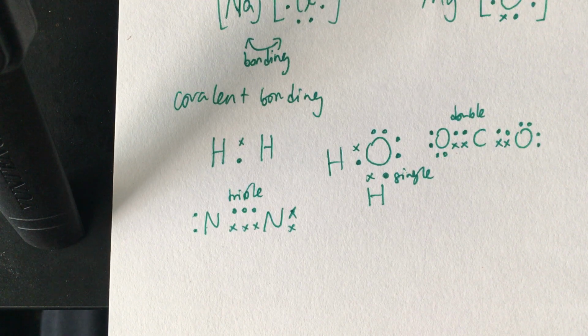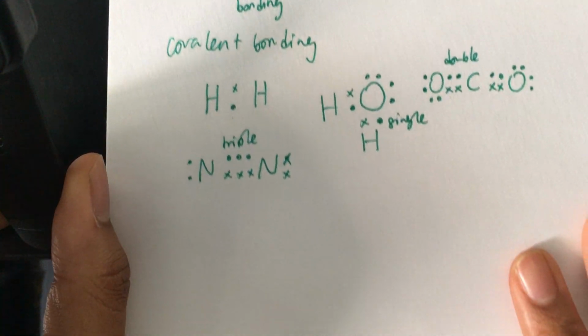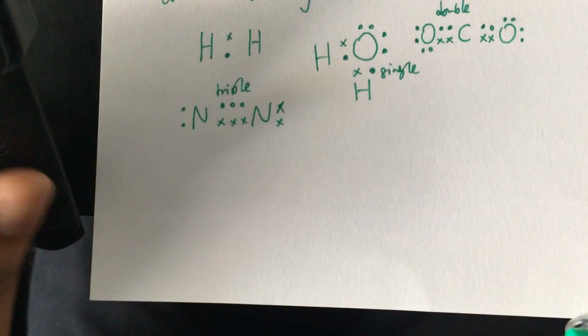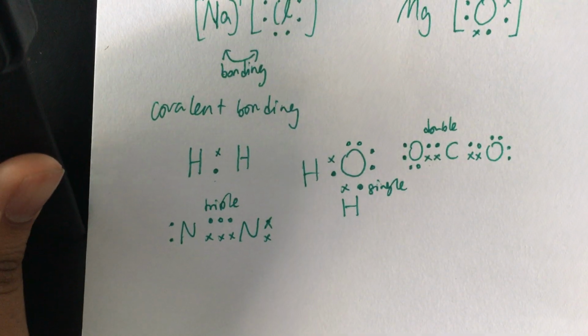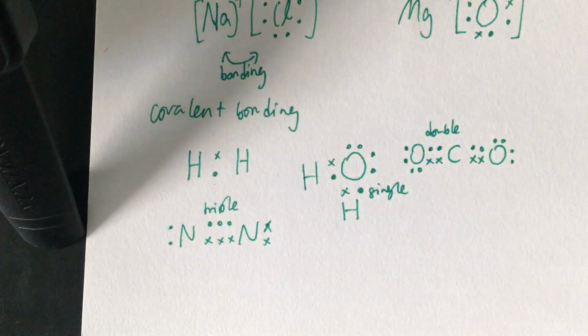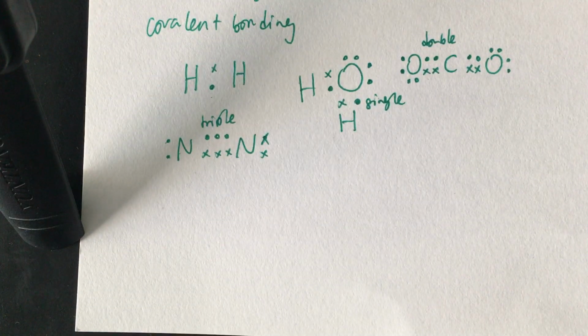So there's an attraction between the pairs of electrons here and the nuclei for whatever compound it is. And the third one is coordinate bonding, which is a bit different from covalent bonding, because in covalent bonding, each of the atoms gives one electron to be shared.